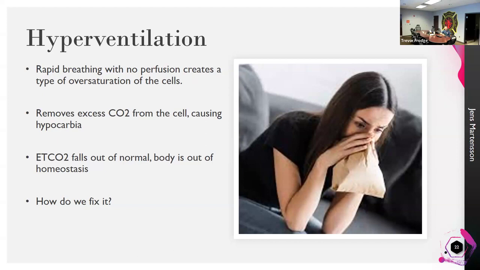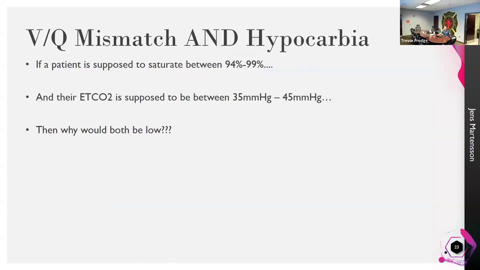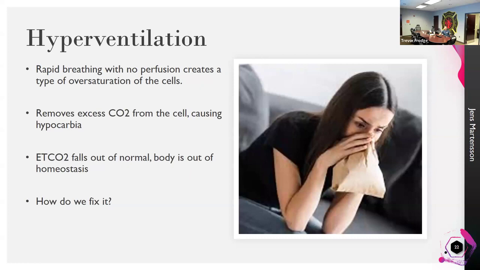Instead, what if we slow her breathing down? Now, we can't put this patient in a brown paper bag and have her breathe that in. However, there is something we can do. So if she's supposed to be in 35 to 45 and she's breathing fast, why don't we slow her breathing down? Why don't we tell her to hold her breath?